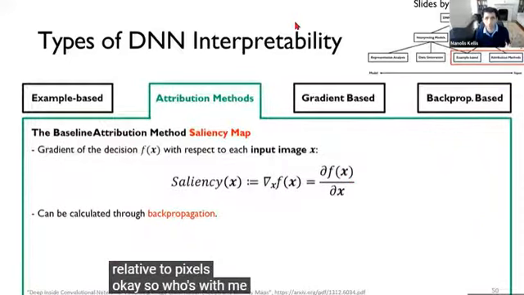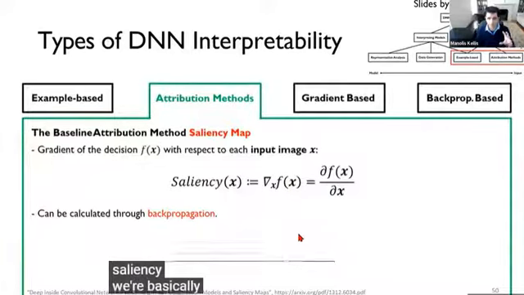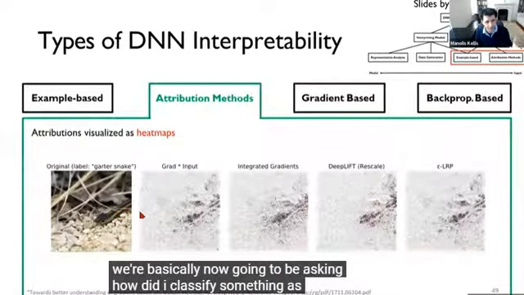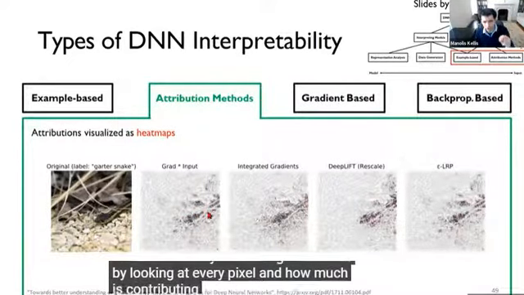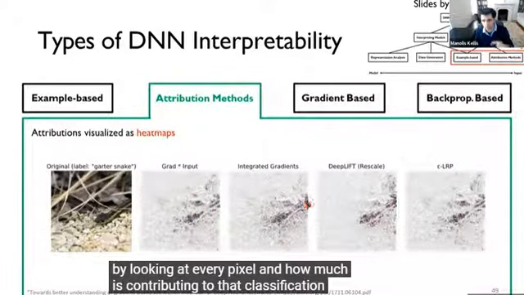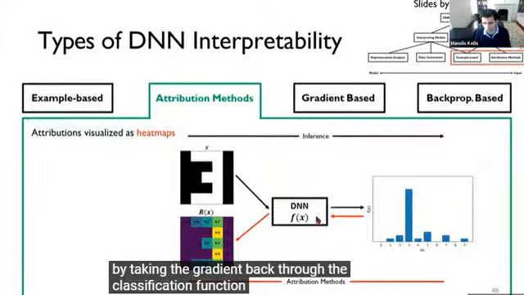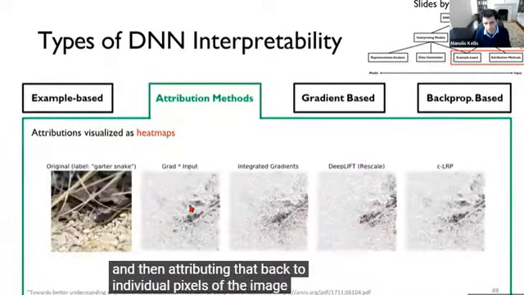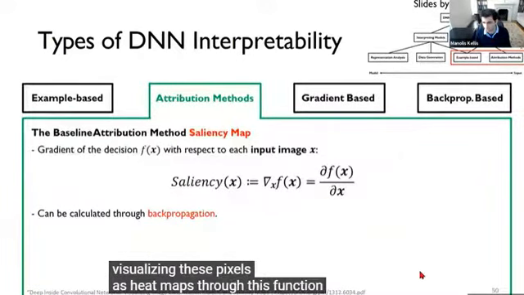So who's with me so far about what we're doing on the saliency? We're basically now going to be asking, how did I classify something as a snake? By looking at every pixel and how much is contributing to that classification, by taking the gradient back through the classification function f, and then attributing that back to individual pixels of the image, and then visualizing these pixels as heat maps through this function.